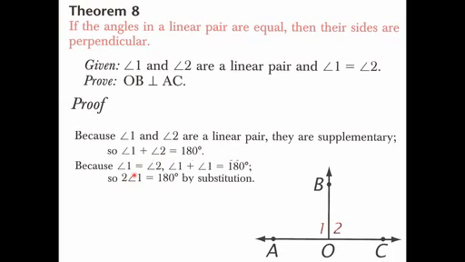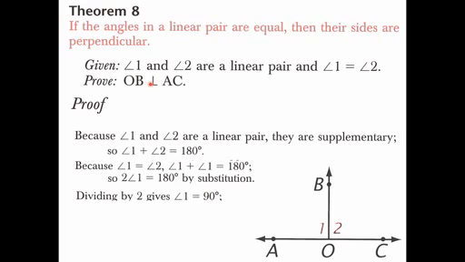And then we simplify and get 2 angle 1s are 180. So now if 2 angle 1s are 180, we're trying to get to perpendicular, which means we need a right angle. Well, sure, let's divide both sides by 2. Gets us angle 1 equals 90 degrees. Are we there? Can we say they're perpendicular?